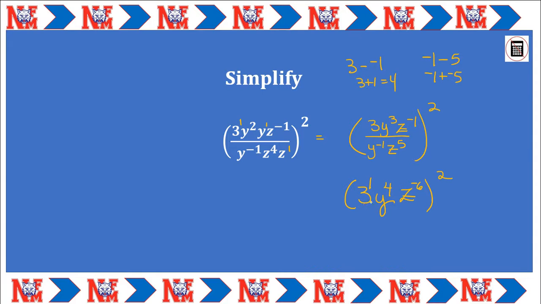Now I am down to 3 factors, and I'm going to distribute this 2 to each of these exponents. So I have 3 to the second, because 1 times 2 is 2. I have y to the 8th, and I have z to the negative 12. So we're going to evaluate 3 squared, and we're going to reciprocate z to the negative 12. So I'm going to get 9 times y to the 8th over z to the positive 12.